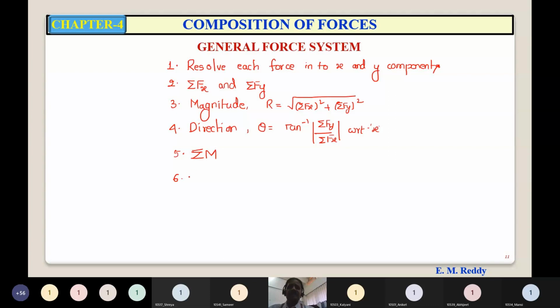Perpendicular distance d is given by that moment upon resultant. Horizontal distance x is given by that moment upon summation Fy, the y component of resultant, or the vertical distance y is the moment upon the x component of resultant, that is summation Fx.